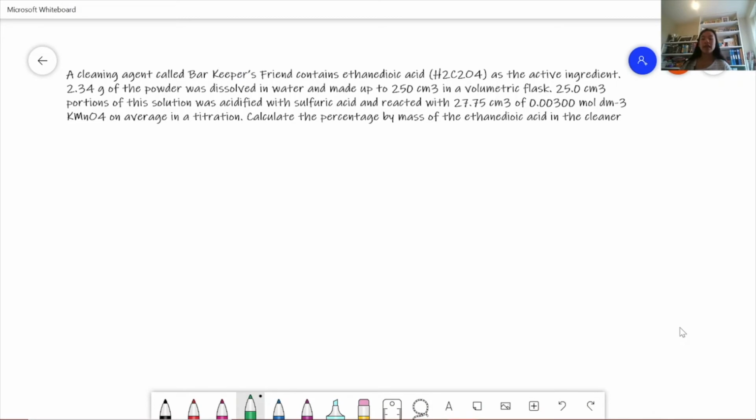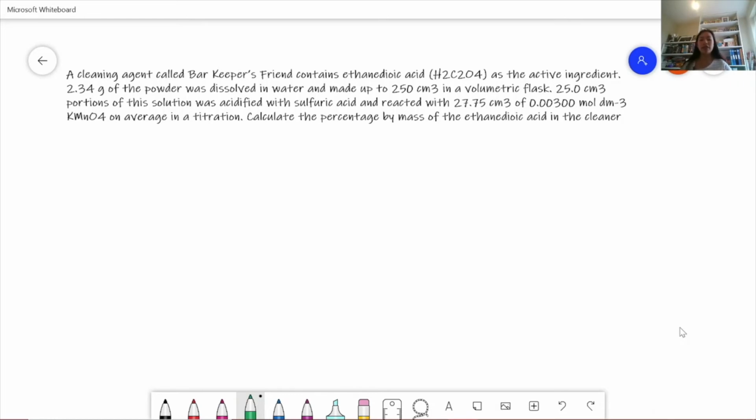A cleaning agent called Barkeeper's Friend contains ethanedioic acid as the active ingredient. 2.34 grams of the powder was dissolved in water and made up to 250 cm³ in a volumetric flask. 25 cm³ portions of this solution were acidified with sulfuric acid and reacted with 27.75 cm³ of 0.00300 moles per dm³ potassium manganate on average in a titration. Calculate the percentage by mass of the ethanedioic acid in the cleaner.